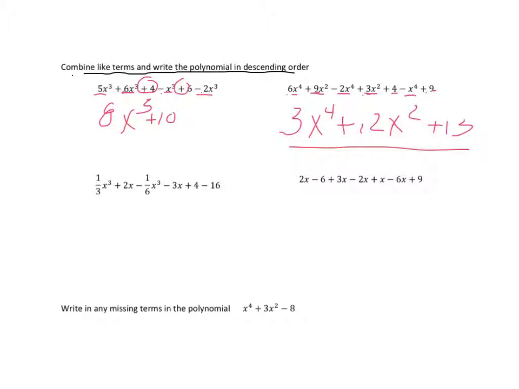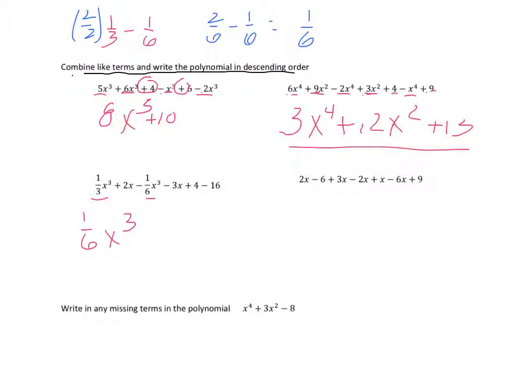Okay, so moving on to the next one here, we're going to look at our x cubeds. Now, if we have a third x cubed minus 1/6 x cubed, the real question there is, when we're combining those, what is 1/3 minus 1/6? Well, in order to do this, we need a common denominator. So the common denominator is 6. Multiply that out. So we have 2/6 minus 1/6 here, which in fact is 1/6. So adding up these coefficients, we have 1/6 x cubed.